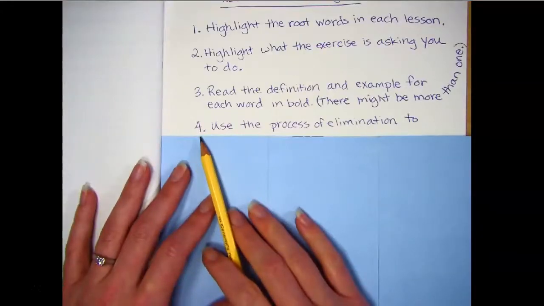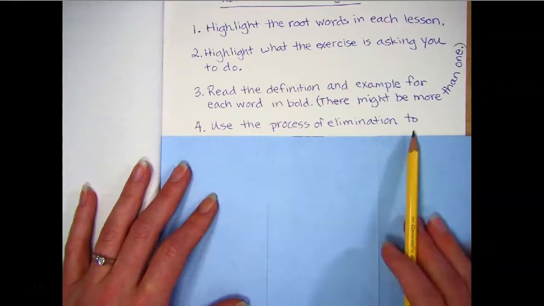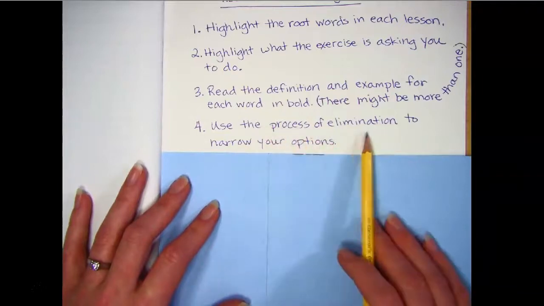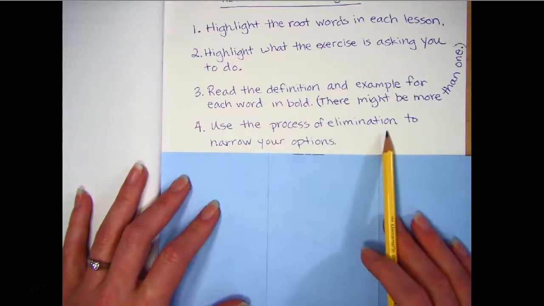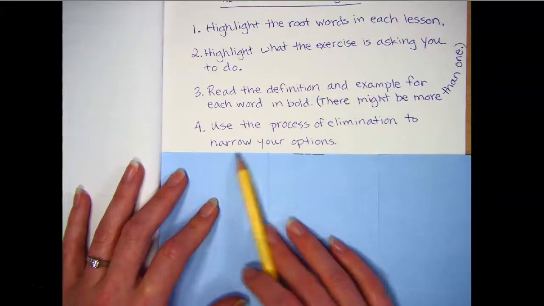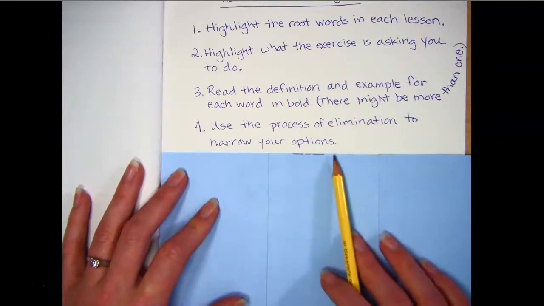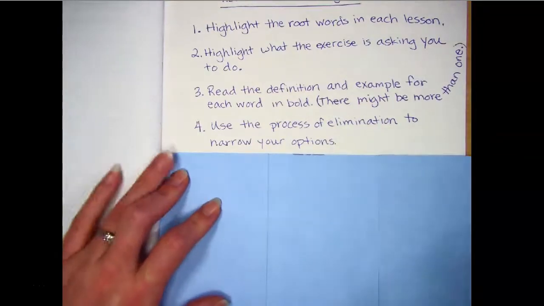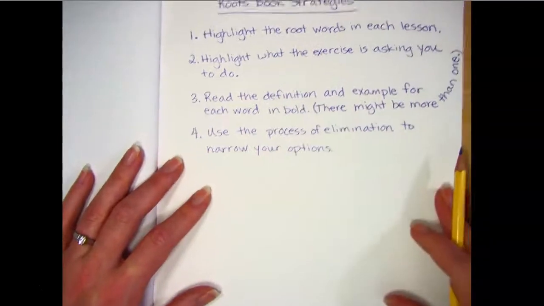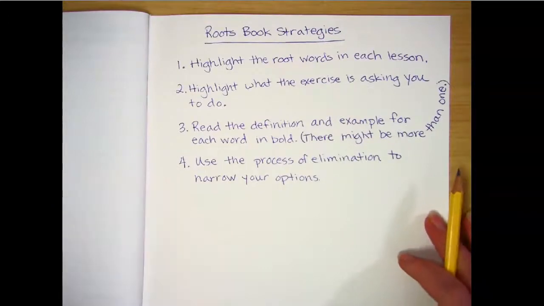And the fourth strategy is to use the process of elimination to narrow your options. The process of elimination means to eliminate or get rid of and cross out some of the choices that you are positive do not fit. Then you are left with less choices, meaning your options are narrowed to choose from, which will make it easier to figure out. Your percentage of getting it right will increase. So, keep these Roots book strategies in mind as we work through the lessons this year.